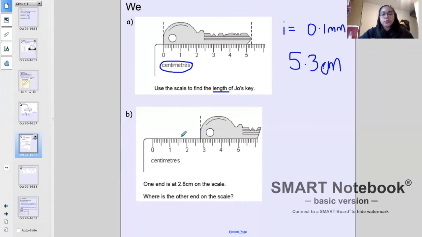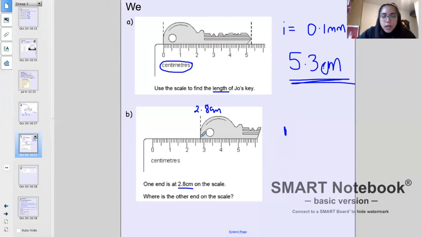So now the key, so we have to use this information. The length of the key is 5.3 centimeters, but now the key has shifted along the ruler and the start of the key is here, but we can't see the rest of the key. It says one end is at 2.8 centimeters, so it tells you this is 2.8 centimeters. Where is the other end of the scale? So at what number does the end of the key reach? So pause the screen, have a go, and press play, and we'll go through the answer together.